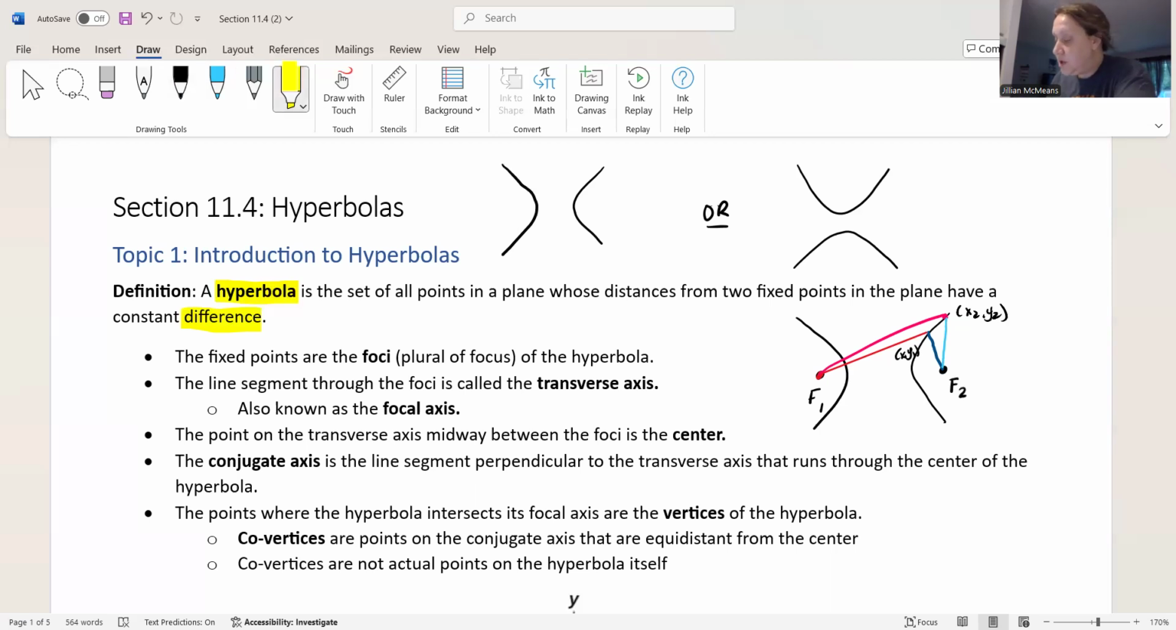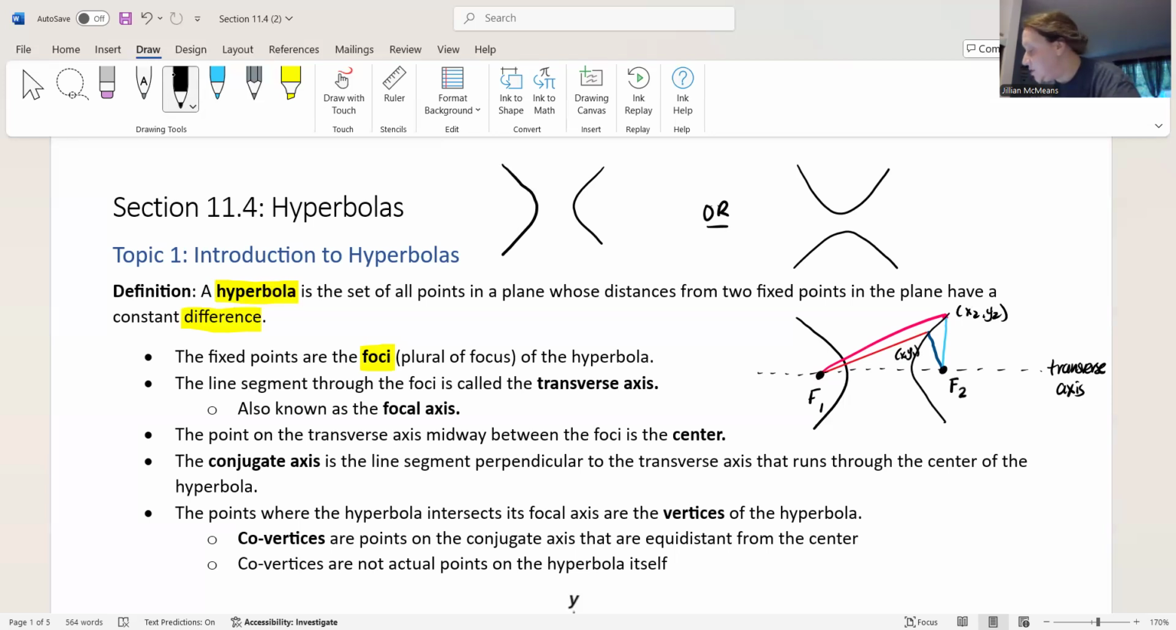Now, some additional definitions. The fixed points are the foci, which is just plural for focus. So those are the foci of the hyperbola. We also have a line segment through the foci. When we were talking about an ellipse, we had what we called a major axis and a minor axis. We have two things that are very similar. And honestly, I don't know why in 1487 all the mathematicians didn't get together and use the same names. They didn't. What we need to know is there's an axis that runs through those focus points, and it is called the transverse axis. That is very similar to the major axis with an ellipse.